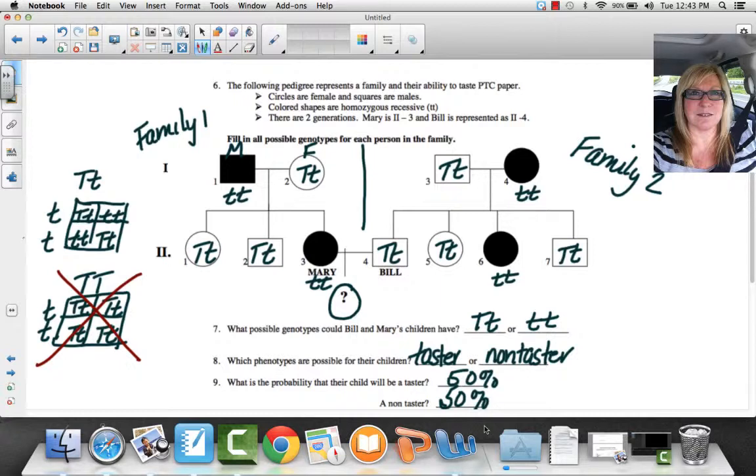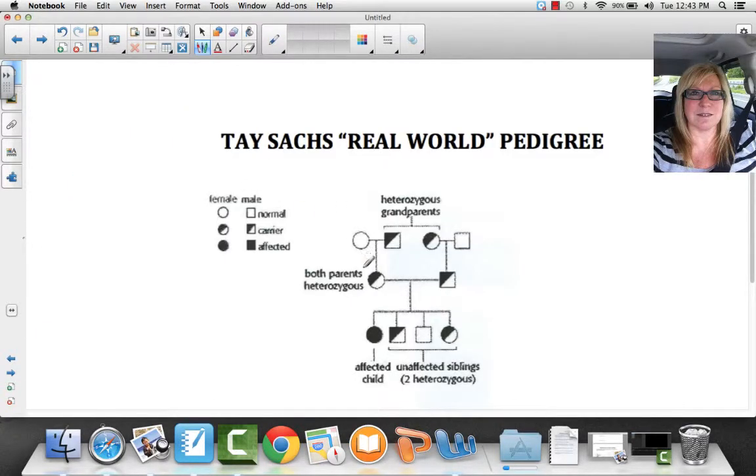Okay, so we're going to skip "Do You Understand Pedigrees and Inheritance" for right now, and we're going to flip over to page 21, and we're going to talk about the Tay-Sachs real-world pedigree. Remember, this is a defect on chromosome number 15. And let's look at what's going on here.